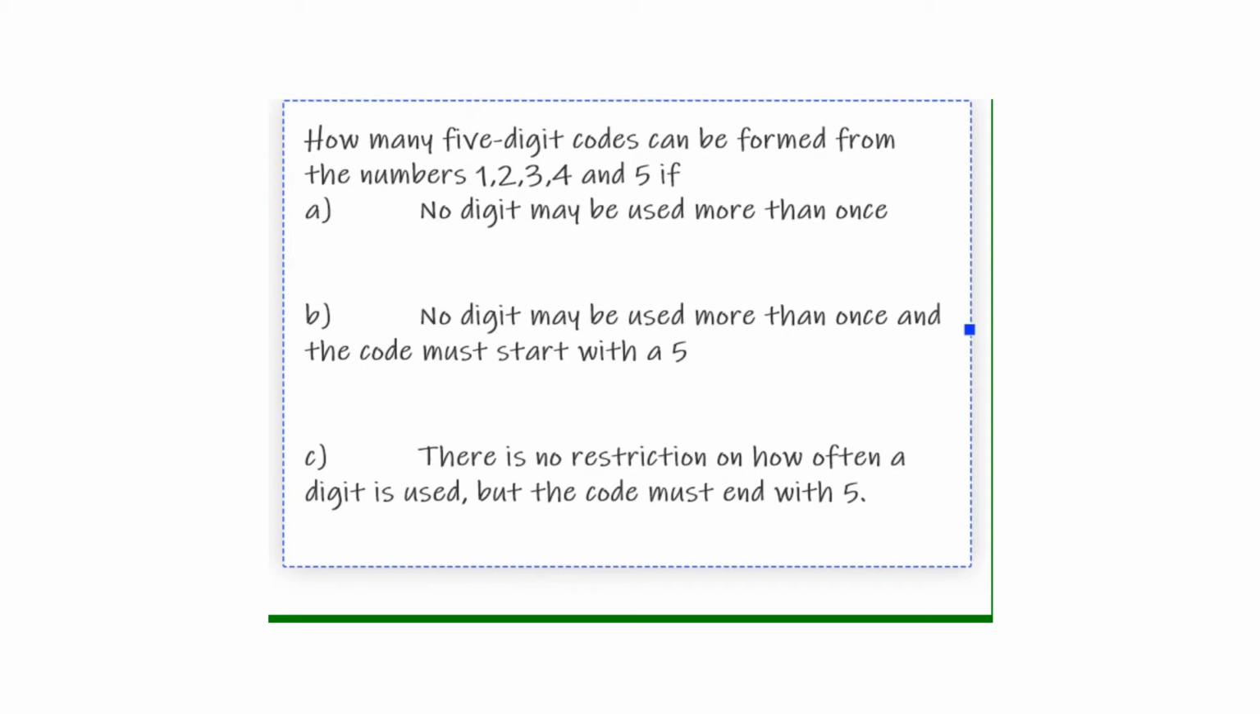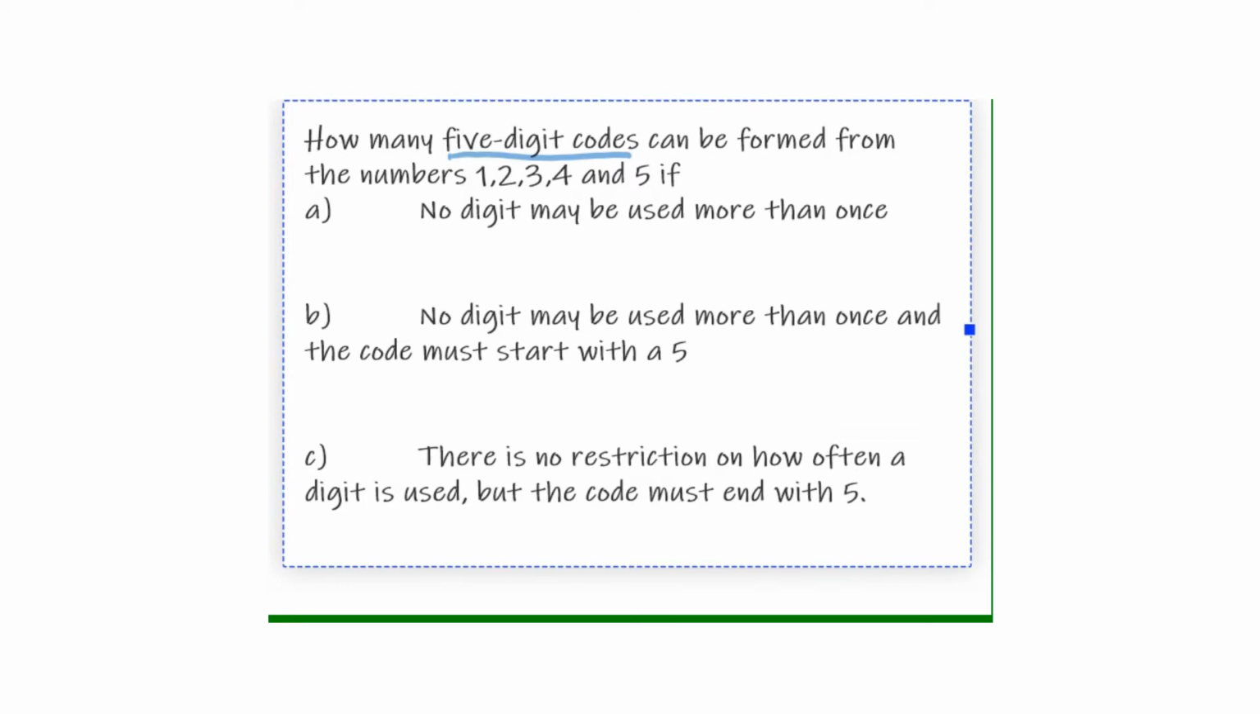Right, here is another very important question that we need to understand in counting principles. The question reads, how many 5-digit codes can be formed from the numbers 1, 2, 3, 4, and 5? That is, we are using those 5 digits. Question number A, it's saying no digit may be used more than once.